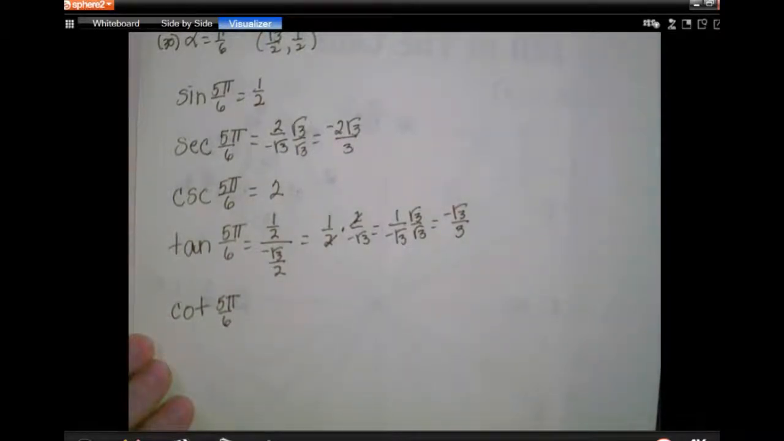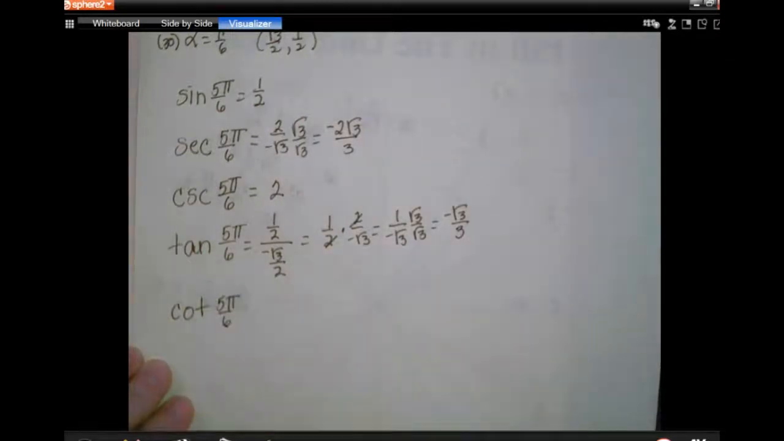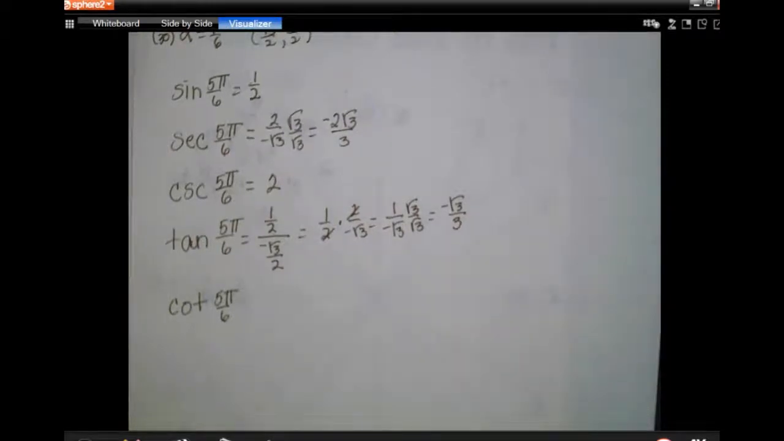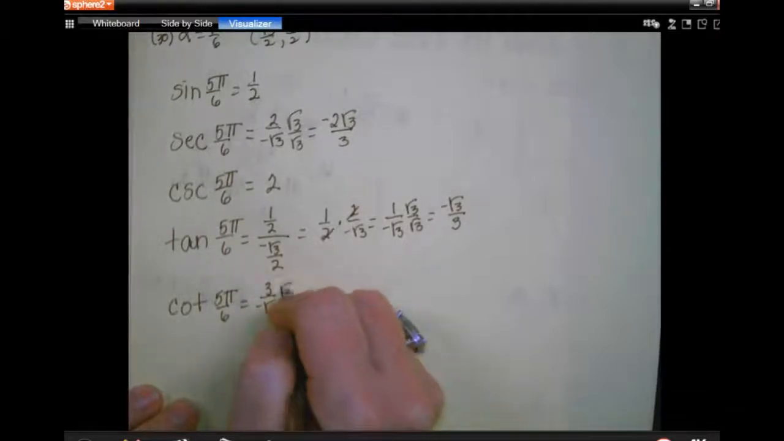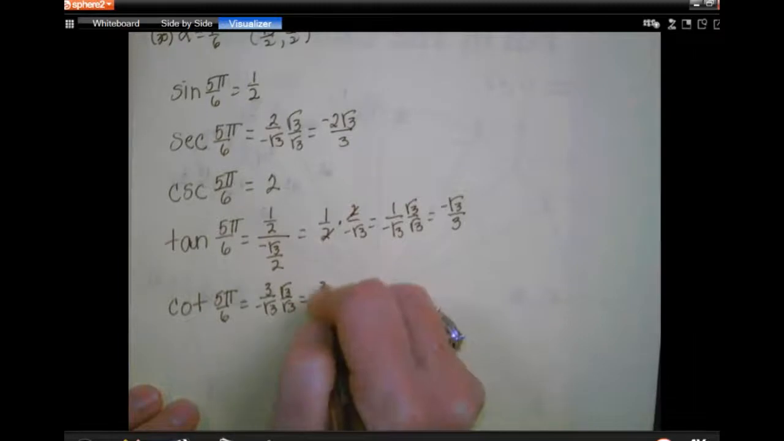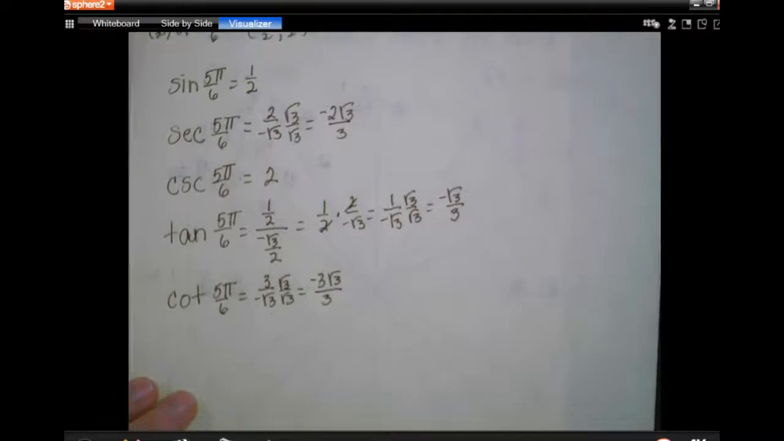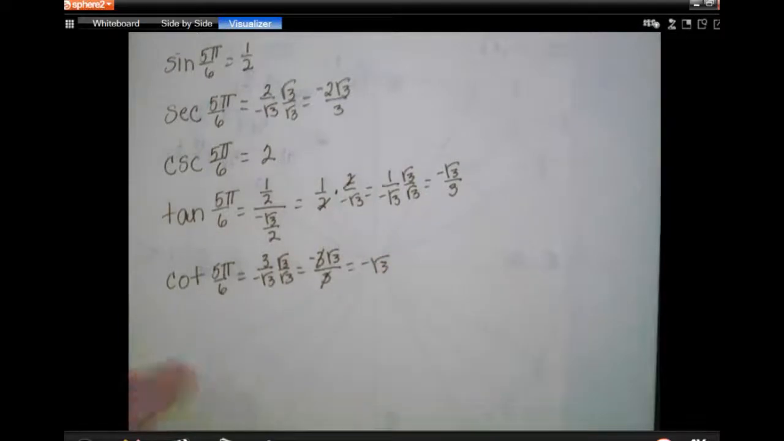So what can I do for the cotangent now? The cotangent is the inverse of the tangent. So I can either do x over y, or I could flip this and get it. Either way, you get the exact same answer. If I do 3 over negative square root of 3, what happens with the 3's? They cancel, and I get negative square root of 3.